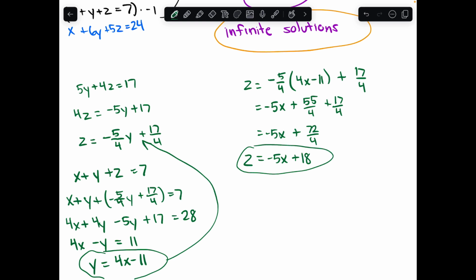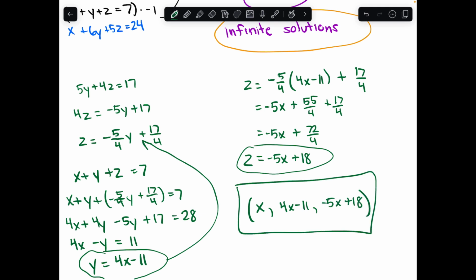My answer is x, 4x minus 11, and then negative 5x plus 18. From here, I can figure out any point that I want. All I have to do is plug in an x value. Once I do that, I have my x coordinate, and then I plug that x coordinate into both here and here, and we get my y coordinate and z coordinate.